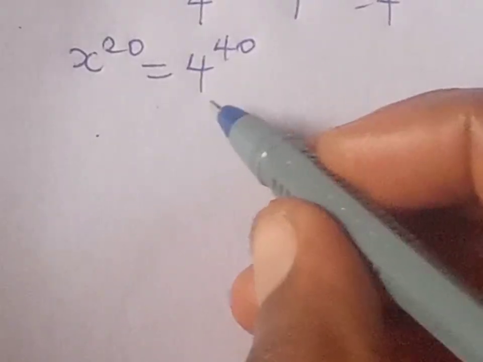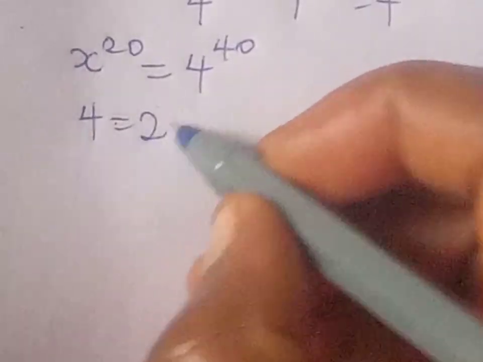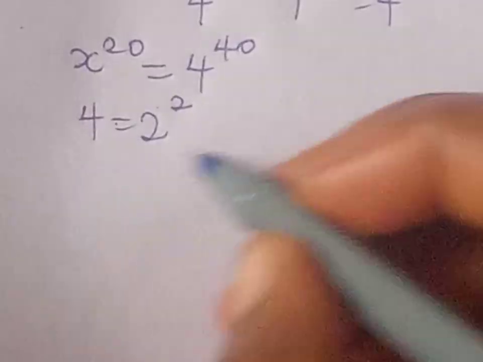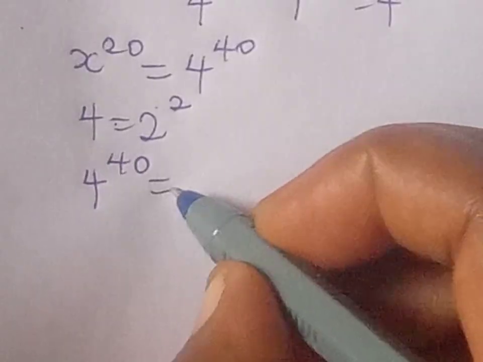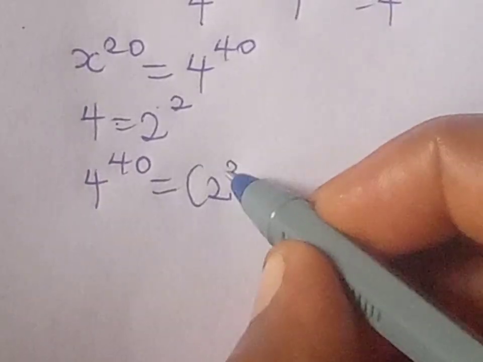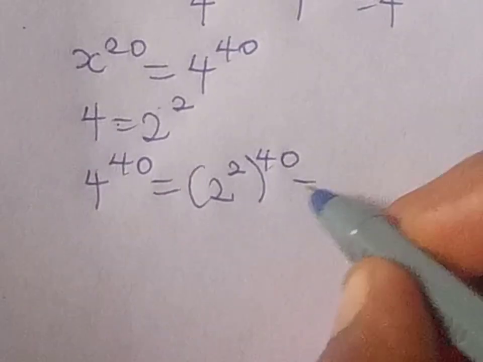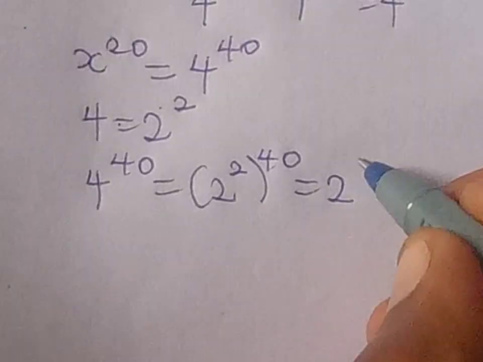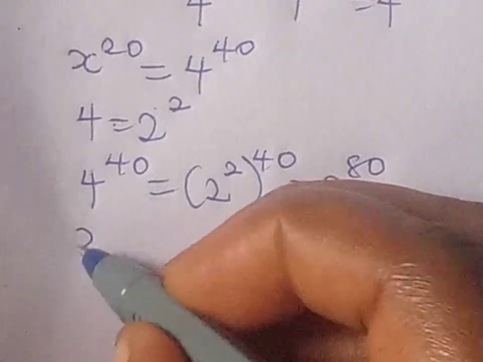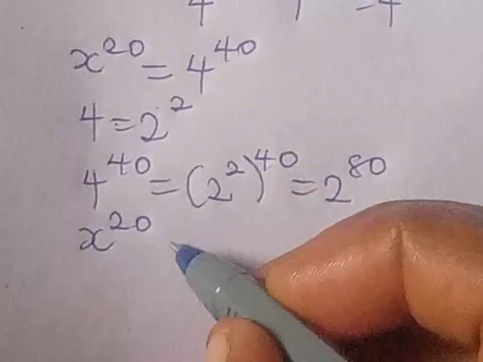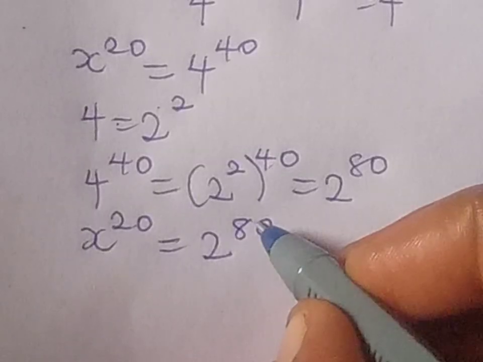Let's rewrite using powers since 4 equals 2 raised to the power of 2. Therefore, 4 raised to the power of 40 equals 2 raised to the power of 2 to the power of 40, which is equal to 2 raised to the power of 80. So x raised to the power of 20 equals 2 raised to the power of 80.